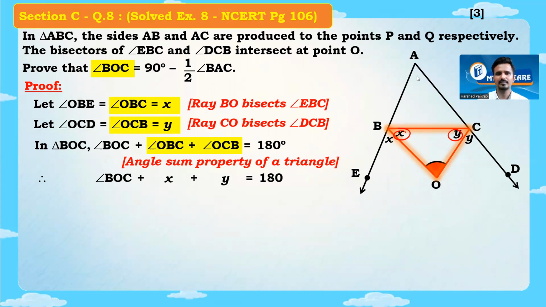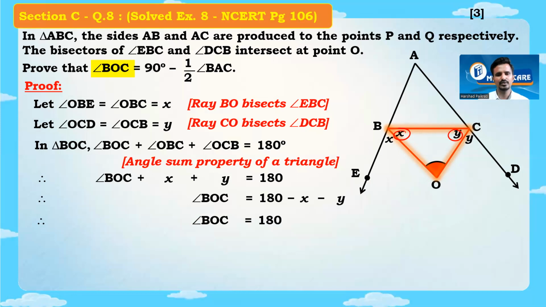Now, because we want only angle BOC on the left side, we can shift all the terms from the left side to the right side. So it will become angle BOC is equal to 180 minus x minus y. Then we can take that minus sign common. So it will become angle BOC equal to 180 minus, because we have taken minus common, in the bracket we will have x plus y. We'll call this equation number 1. So we have got angle BOC, which we needed, on the left hand side. On the right hand side, we need 90 minus half of BAC.